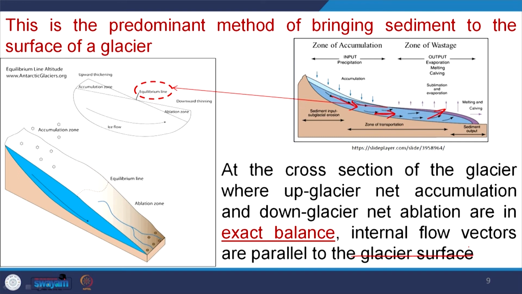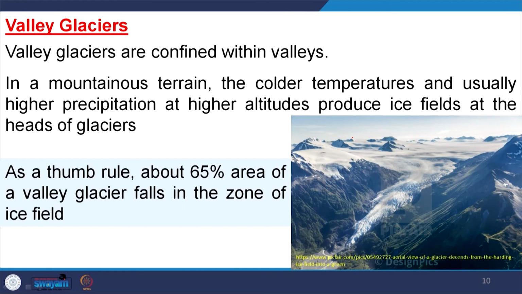And this red line is the equilibrium line. Here this equilibrium line is here, and in this equilibrium zone, you see this vector is parallel to the surface. Valley glaciers, so we will talk about that. We know we have two types of glacier, one is the valley glacier, another is the ice sheet. So, we will talk about these valley glaciers.